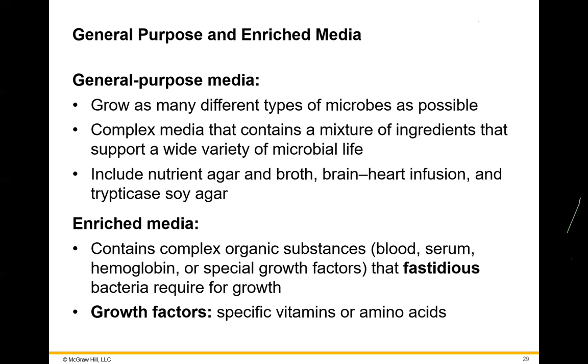Bacteria have some stuff like that, depending on the species. Okay, if bacteria need a growth factor added in their media, then that bacteria is called fastidious. And the media that it would grow on that has the growth factor in it is called enriched. So those are the three terms that kind of go together with that concept. Okay, be aware of that.